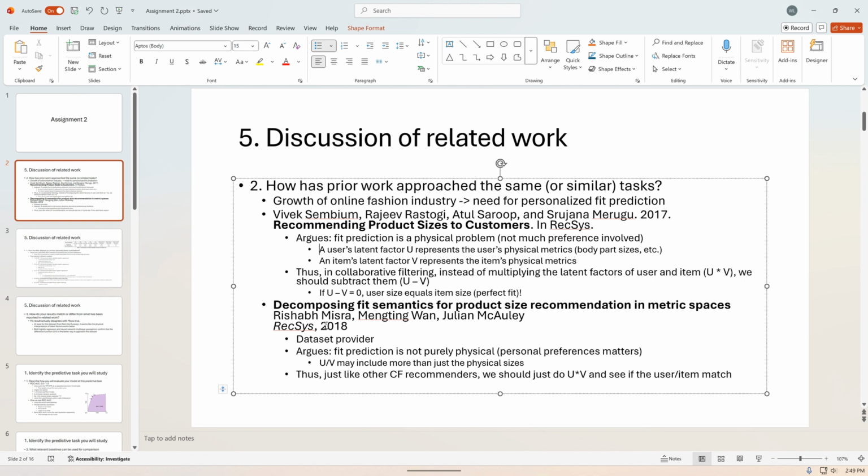And then this paper is the dataset provider from 2018, decomposing fit semantics for product size recommendation and metric spaces. This paper argues that fit prediction is not purely physical. There are personal preferences involved, and so the latent factors U and V may include more than just the physical sizes. And thus, just like other collaborative filtering recommenders, we should just do U times V and see if the user and item match or not.